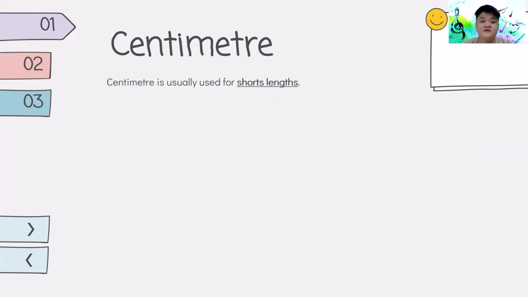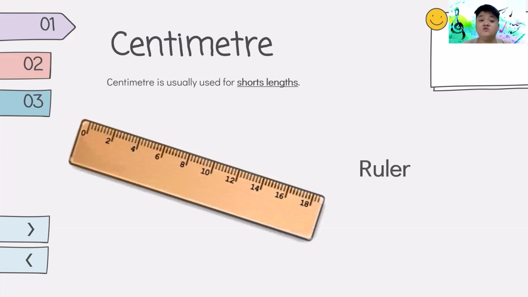Centimeter. Centimeter is usually used for short lengths. Yeah, it's for shorter lengths like the length of your ruler, the length of your pencil, the length of your wallet or whatever. So usually we use ruler. We use our ruler to measure using centimeter.